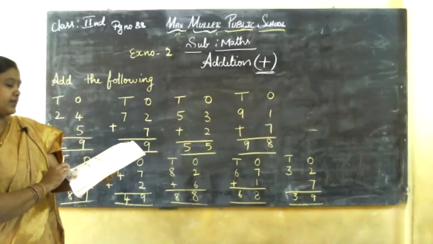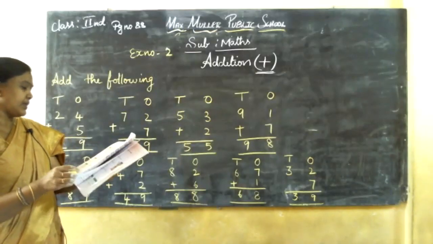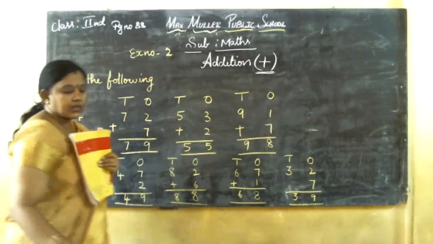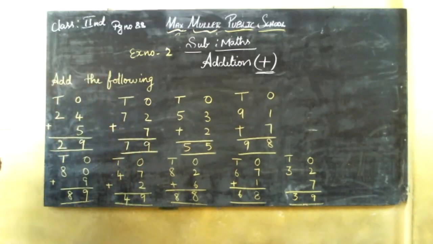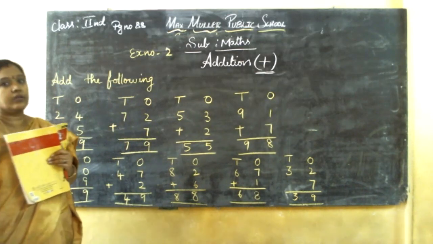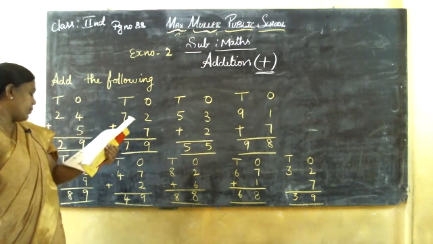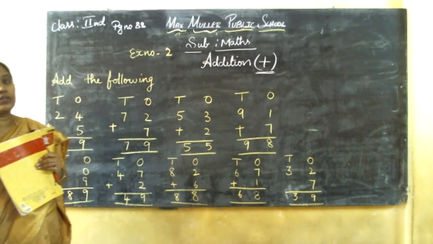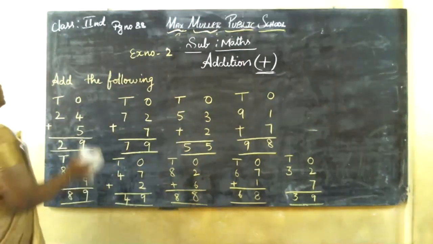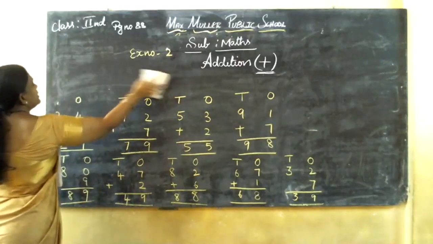Next class we will go to exercise number 3. Understood, children? Now open your homework note. Last class what I gave, write the number names 1 to 20, I hope you have all finished. Today I am going to give tables 2 and 3. Tables you want to write 2 times.